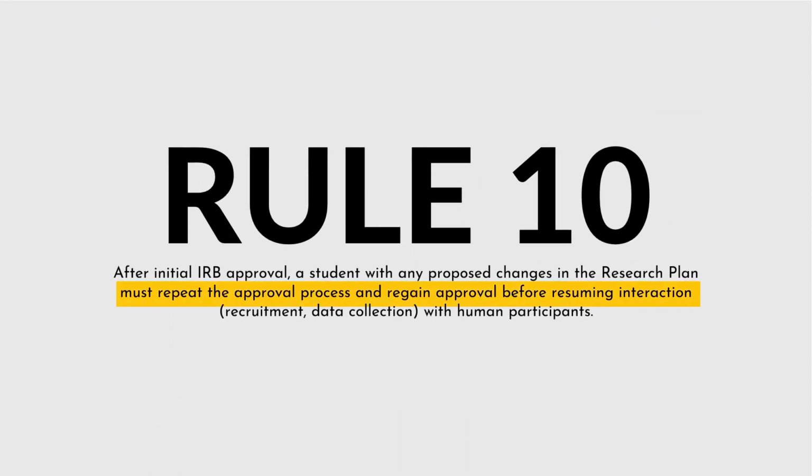Next, rule number 10. After receiving the initial IRB approval, a student who proposes revisions to the research plan must repeat the evaluation process and regain approval before the continual interactions with human participants. Next is rule number 11.